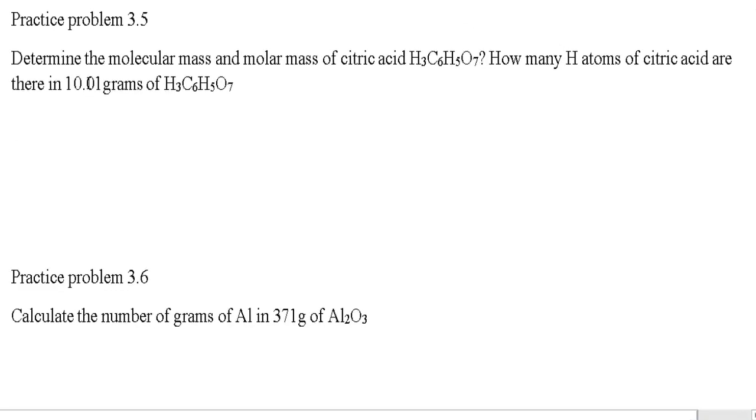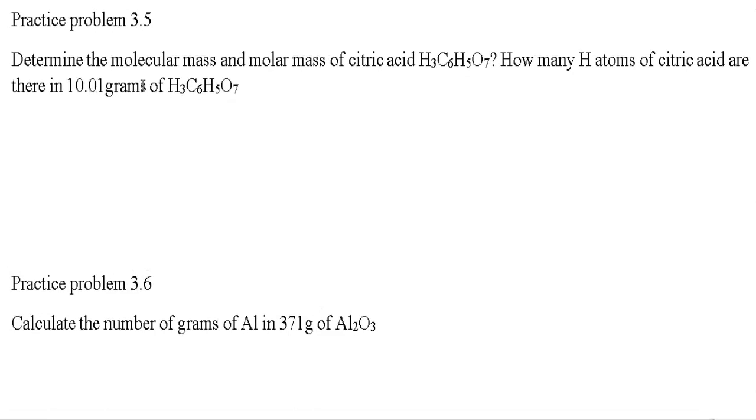For this problem, determine the molecular mass and molar mass of citric acid. How many H atoms of citric acid are there in 10.01 grams of citric acid, which has this formula? The molecular mass is going to be in AMUs. The molar mass is going to be in grams per mole. So molecular mass has units of AMU. Molar mass has units of grams per mole, because it's molar. So let's figure this out. I'm not going to use the periodic table. I'm just going to quote unquote wing it.